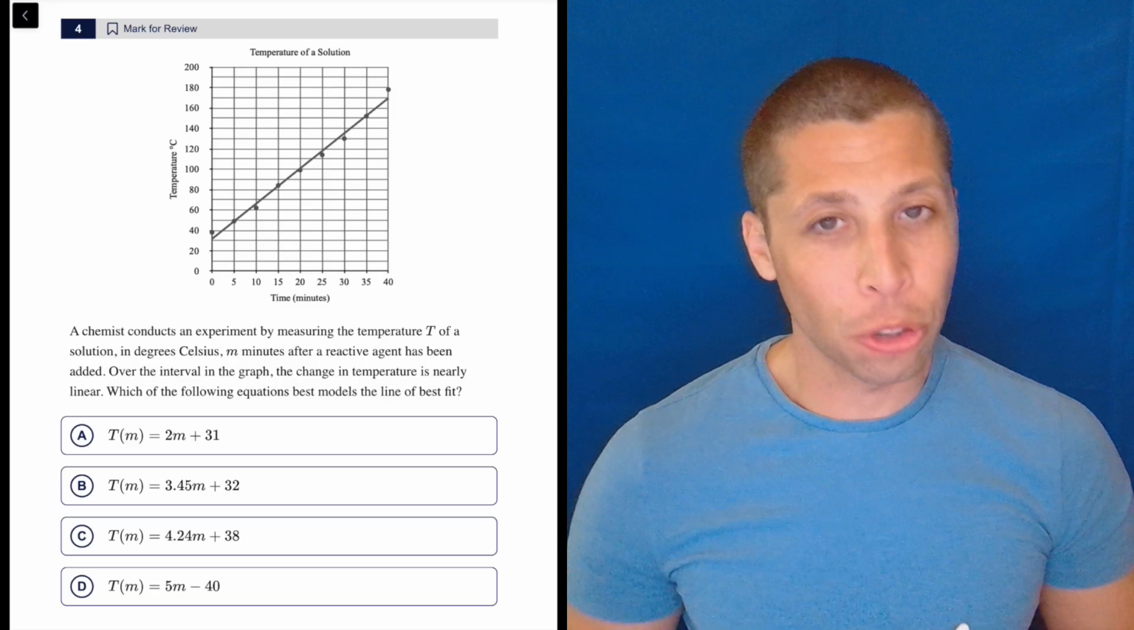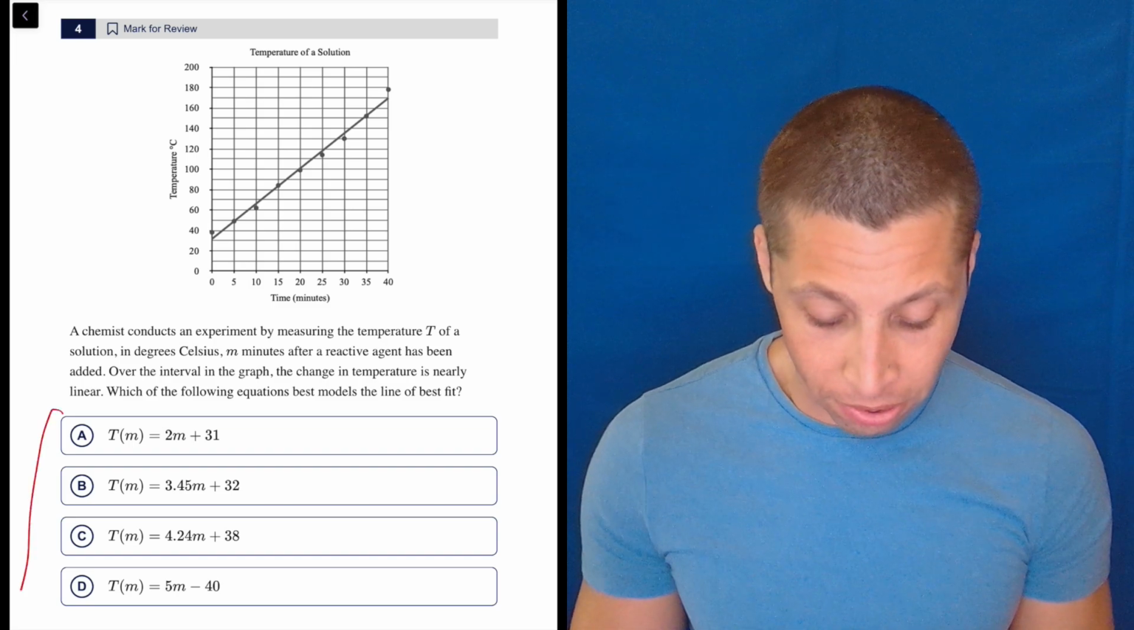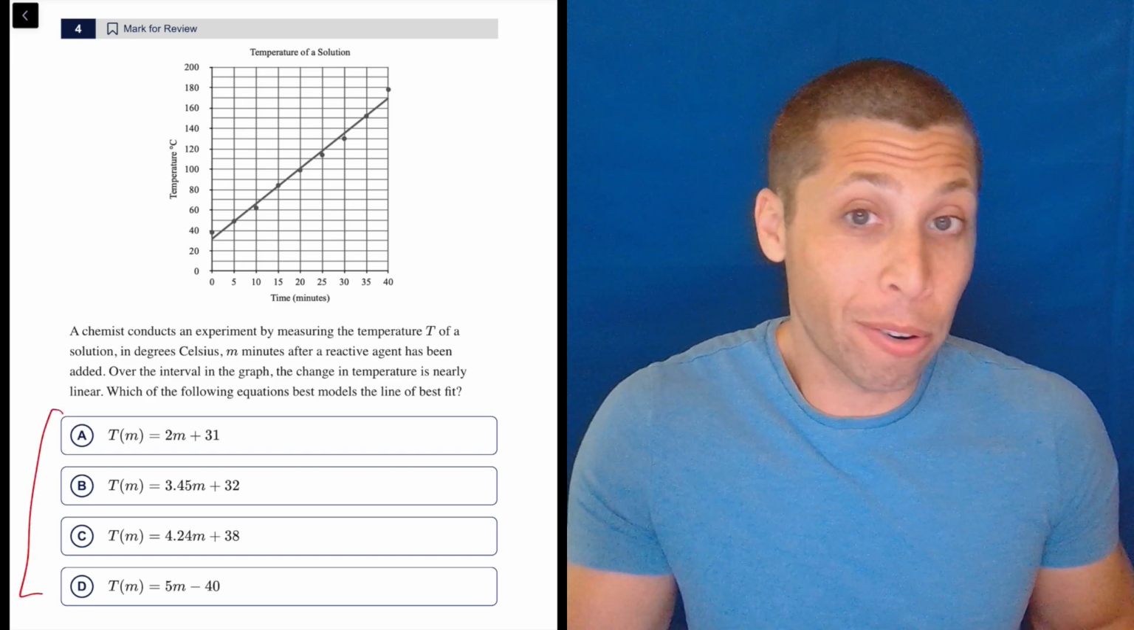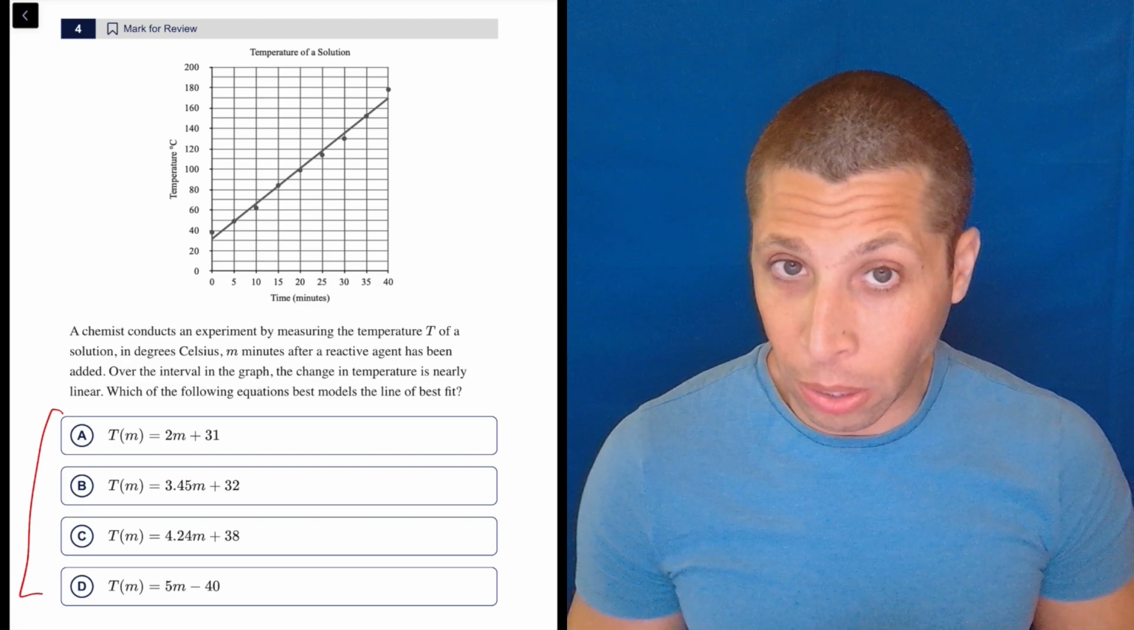Now, obviously here I have a story again, but it doesn't bother me because I see that I have equations and I have a graph, and the graph consists of points. So that all is good. But let's take a look at the story and just make sure there's nothing weird going on.